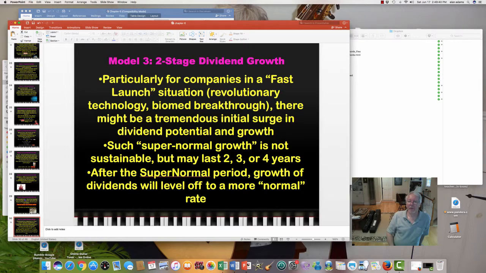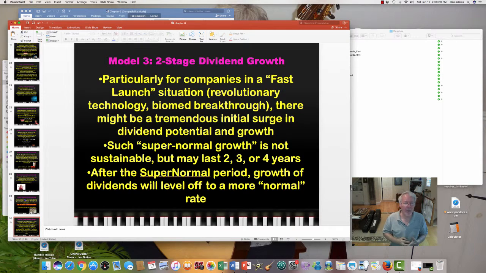really in a highly advanced revolutionary technology, nanotechnology, a new biomed breakthrough, a cure for cancer, things like that. Now, there can be an incredible surge in dividend potential and growth, especially as the company tries to really nail some investors and say, look at this, we did it. We have something revolutionary here. We're going to incentivize you with incredibly growing dividends. We call that supernormal growth.